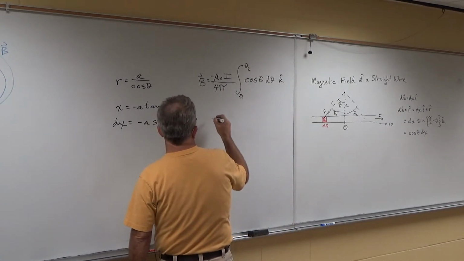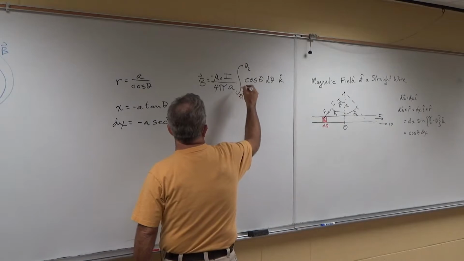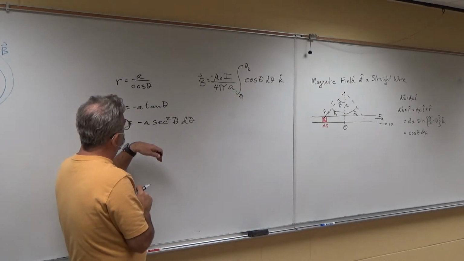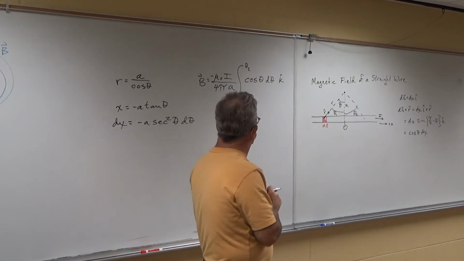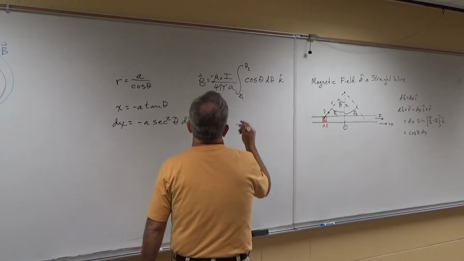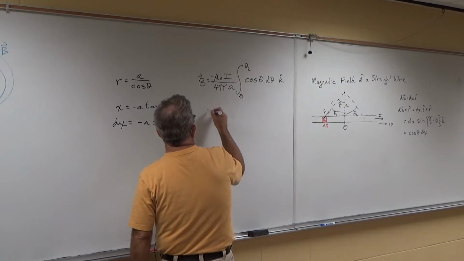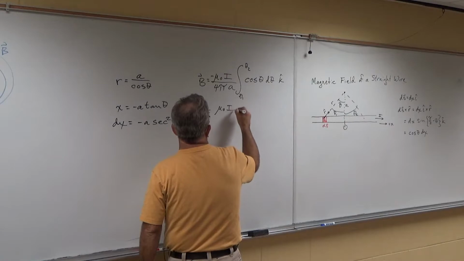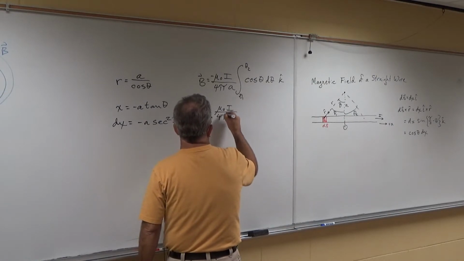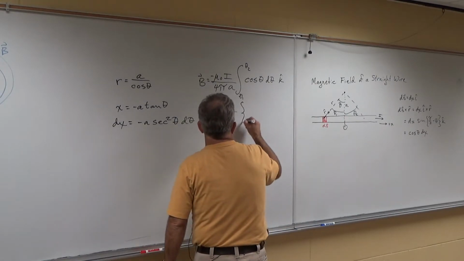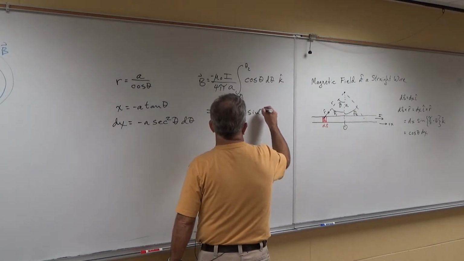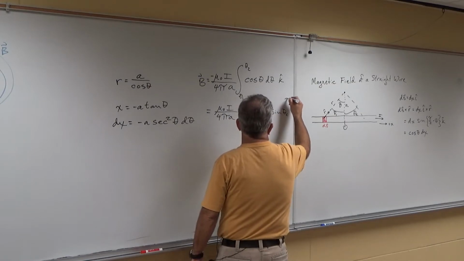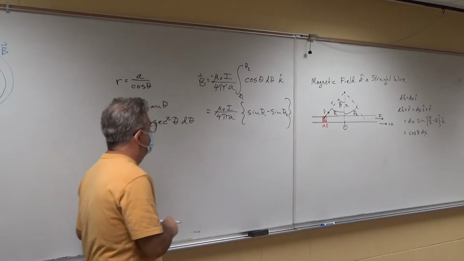Do the integral. There's an a here, sorry, because you get a 1 over a from making these substitutions. So this is equal to mu naught I over 4 pi a times the sine of theta 1 minus sine theta 2. Okay, that's it.